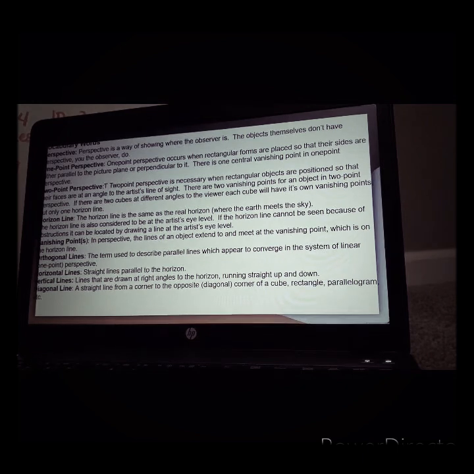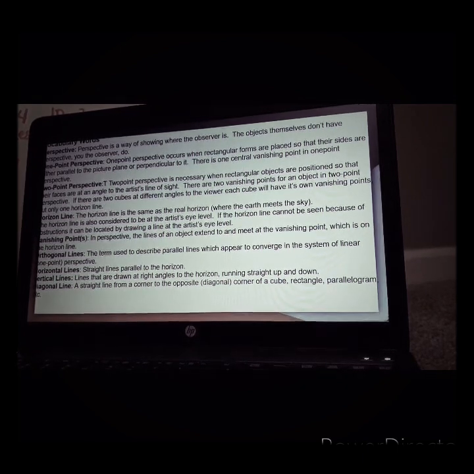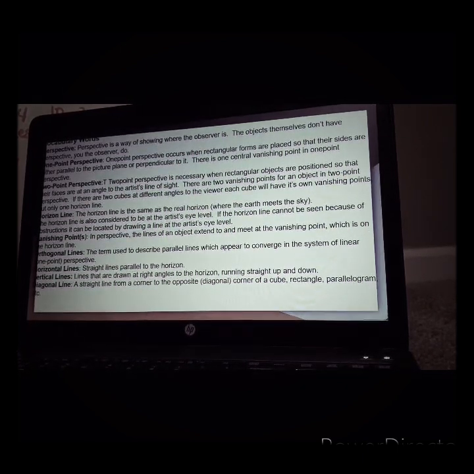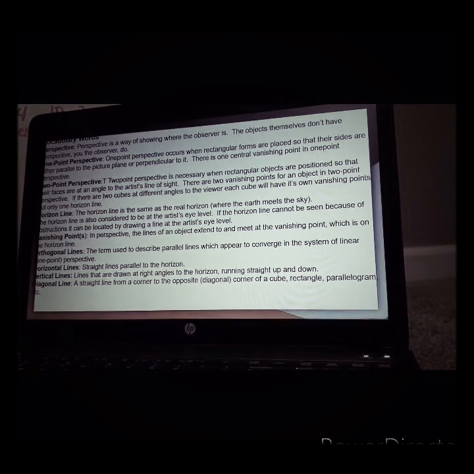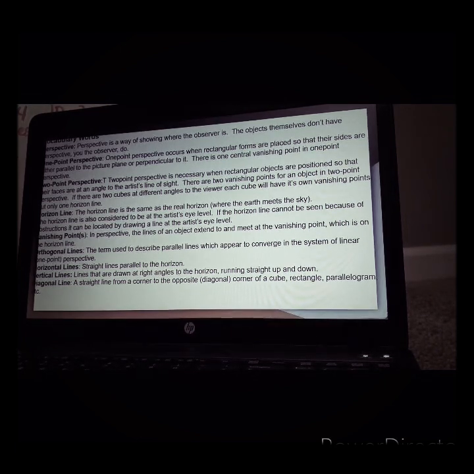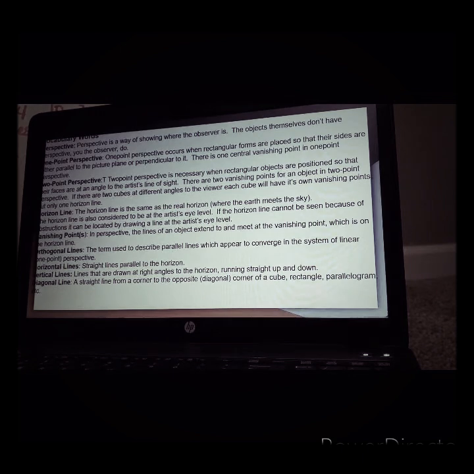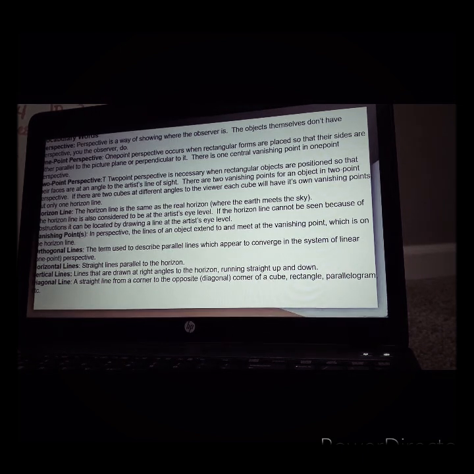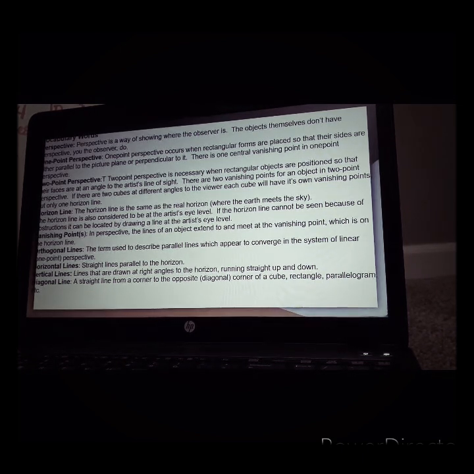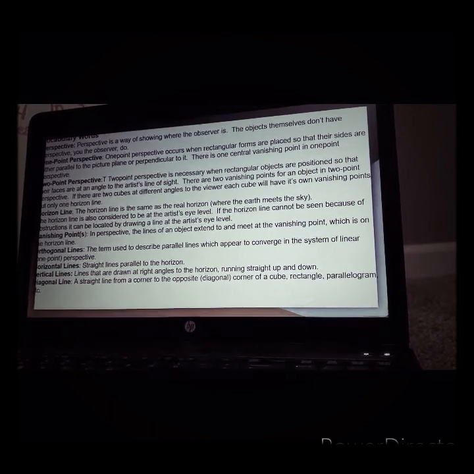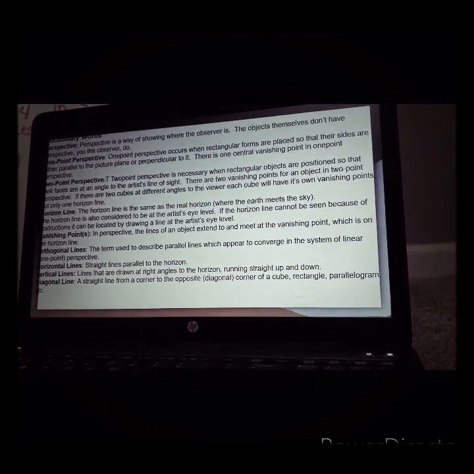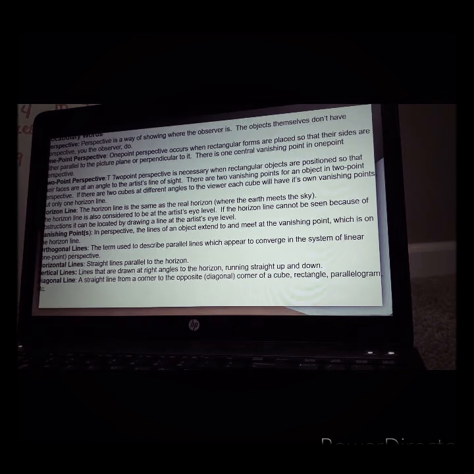Two-point perspective is necessary when the rectangular objects are positioned so that the faces are at an angle to the artist's line of sight. There are two vanishing points for an object in two-point perspective. If there are two cubes at different angles to the viewer, then each cube will have its own vanishing points, but only one horizon line. The horizon line is the same as the real horizon. It's where the earth meets the sky.